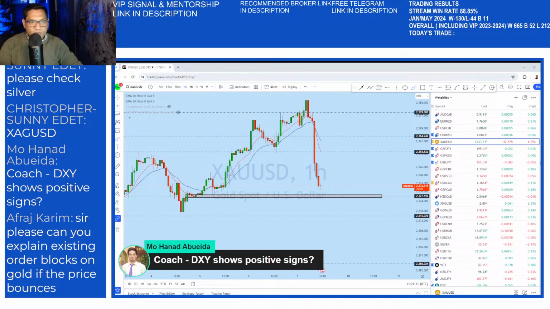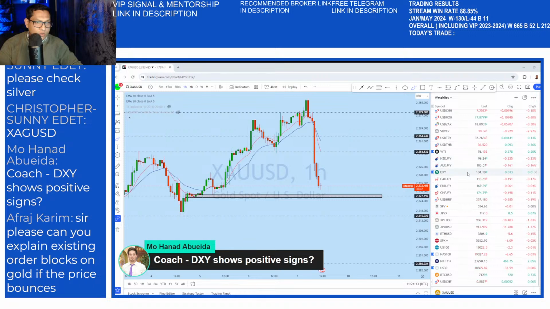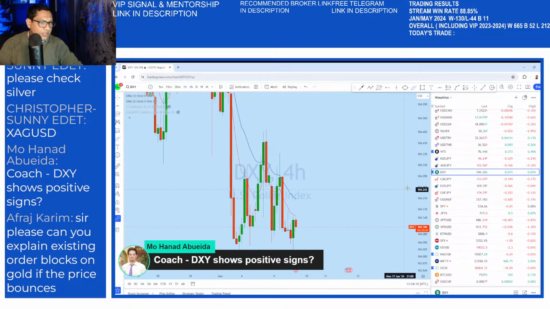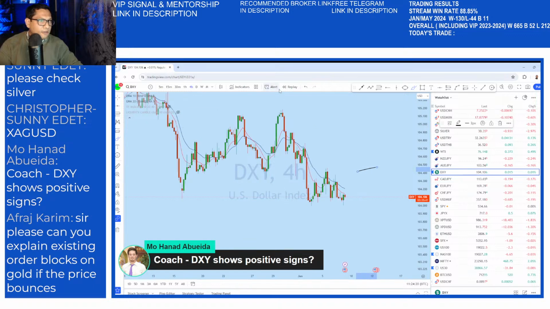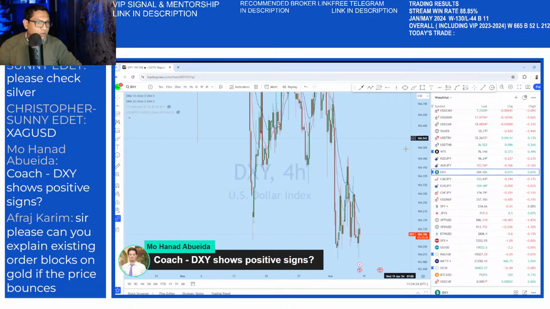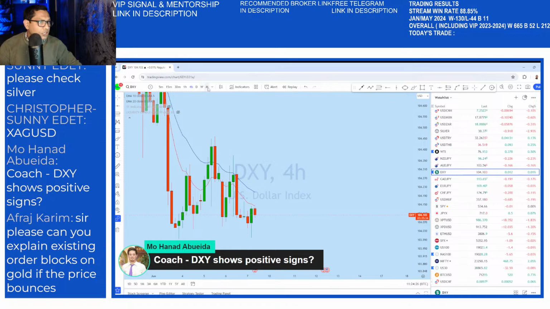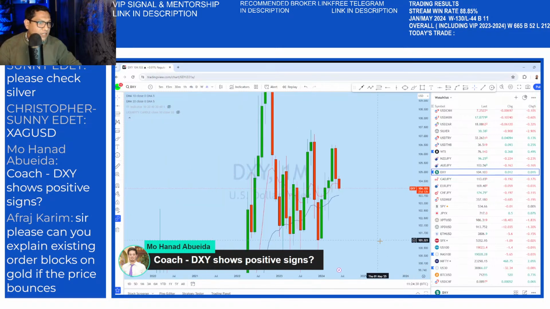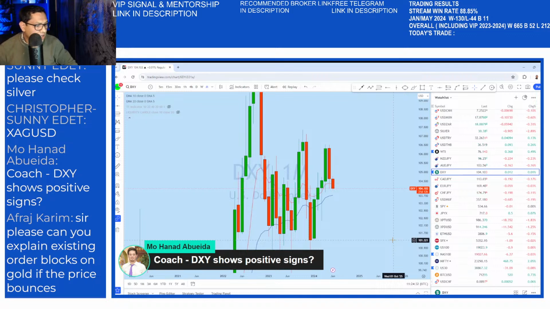DXY shows positive signs. So what's happening with the DXY? The DXY is important because based on that, we can look for potential trading opportunities, starting with the monthly chart. Let me do a complete multi-time frame analysis on DXY to see how the market might be doing.